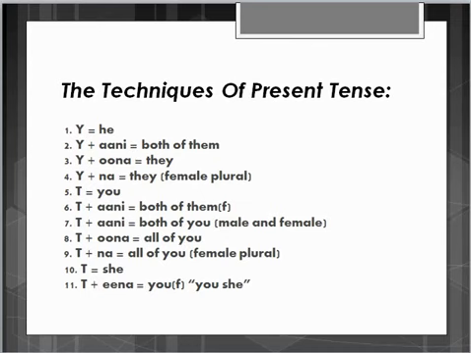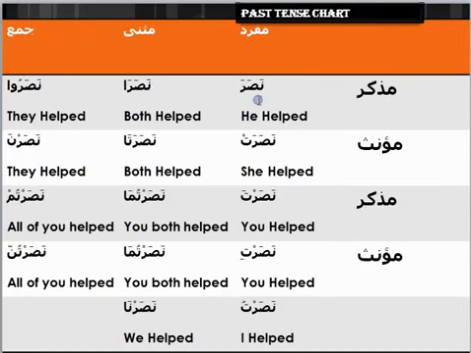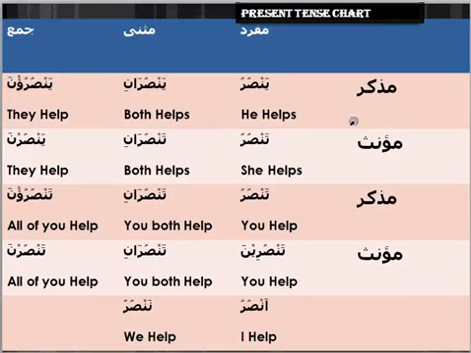Sorry about that. Like in the past tense, the Fe'l Madi, there was just some modification in the end. Nasara, nasara, nasara. It's the same in the beginning, but in the end it changes: ra, ru, ra, tu, na. It changed in the end, right? But it's not the same in the Mudari. In Mudari, change is taking place both in the beginning and in the end.